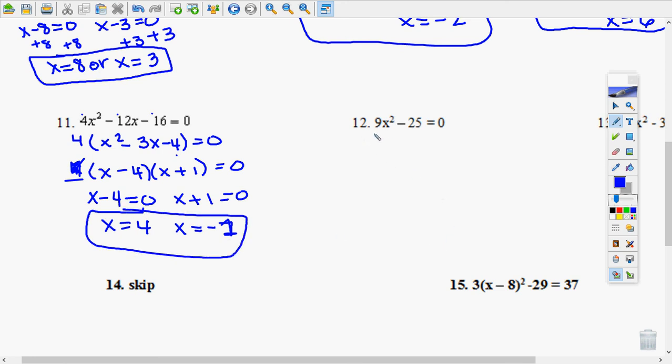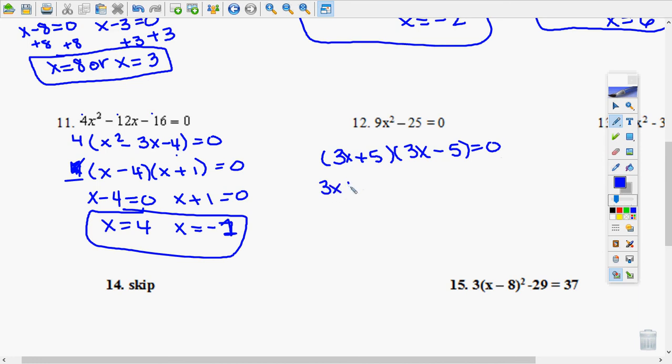Number 12, it's a binomial. So the first thing we do is look for a GCF. There are none. So we're going to look at the difference of two squares. So 9x squared is a perfect square. 25 is a perfect square, and there's a minus sign in between. So the square root of the first goes in the first two places. Square root of the second goes in the second two places. One gets a plus, one gets a minus.